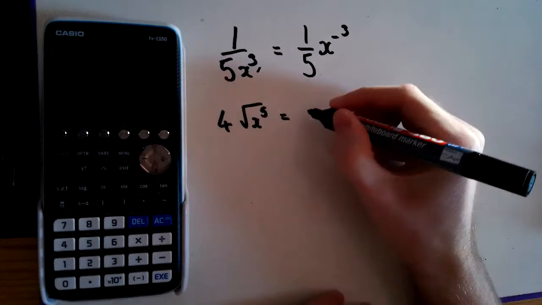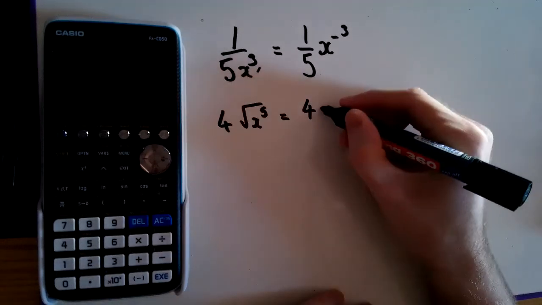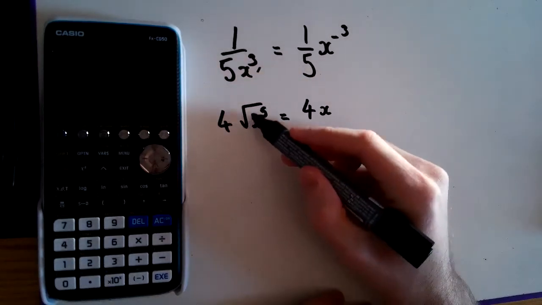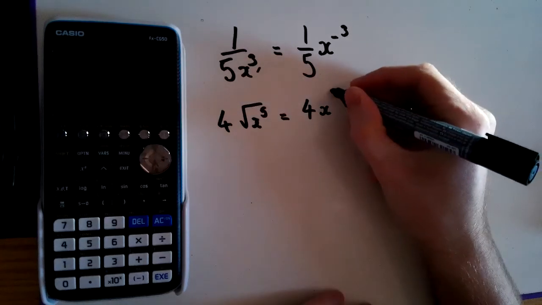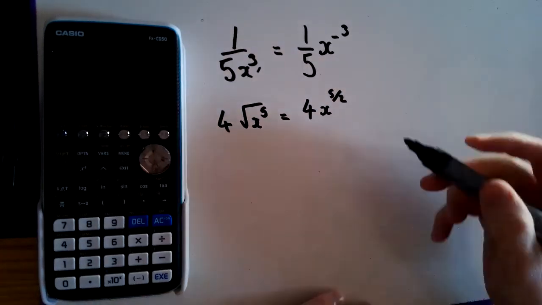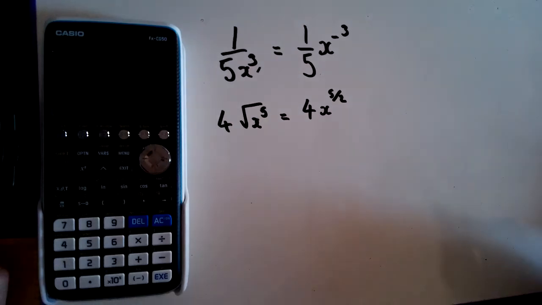Well, the 4 is outside the root, so it stays 4. And root means power half. 5 times a half is 5 over 2. Yeah, remember power's on the top, root's on the bottom.